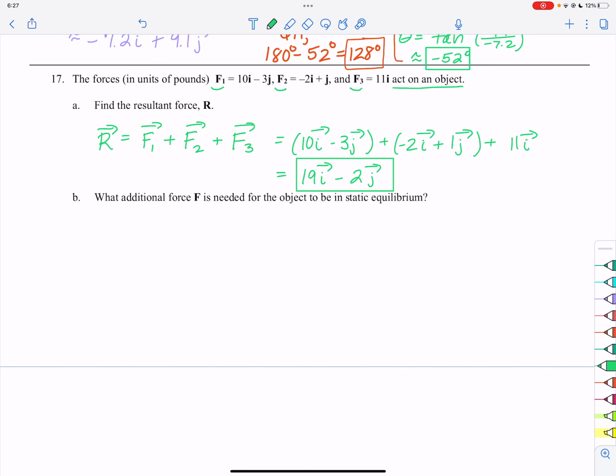So we're looking for an additional force that is needed for the object to be in static equilibrium. So for the object to be in static equilibrium, we need to find the opposite of that vector. So that would be negative 19i plus 2j.